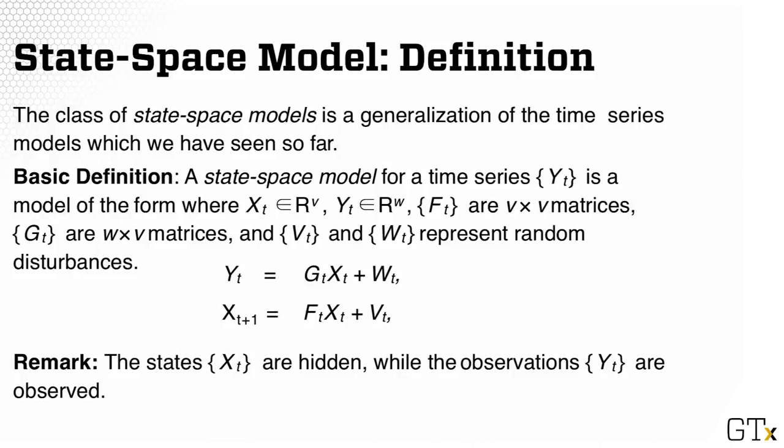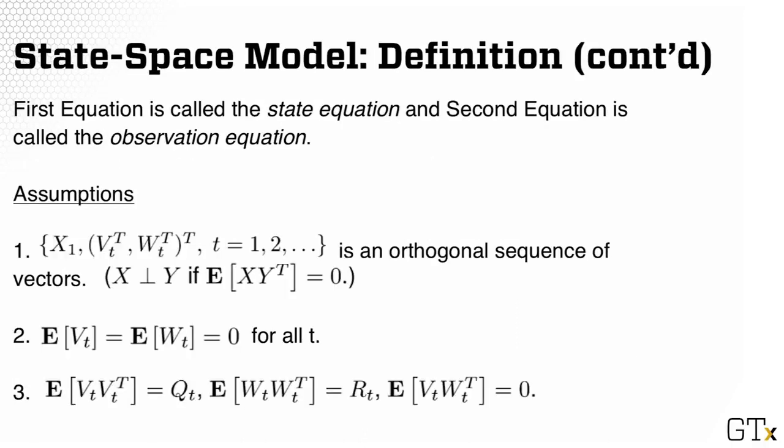The hidden process x_t takes the form of a VAR of order 1 if the F_t does not depend on t, or more generally a so-called Markov model. We'll learn in the next lesson that the ARMA model is a particular case of this model. In the model formulation from the previous slide, the first equation is called the state or transition equation, and the second equation is called the observation or measurement equation. Some important assumptions are as provided on the slide.